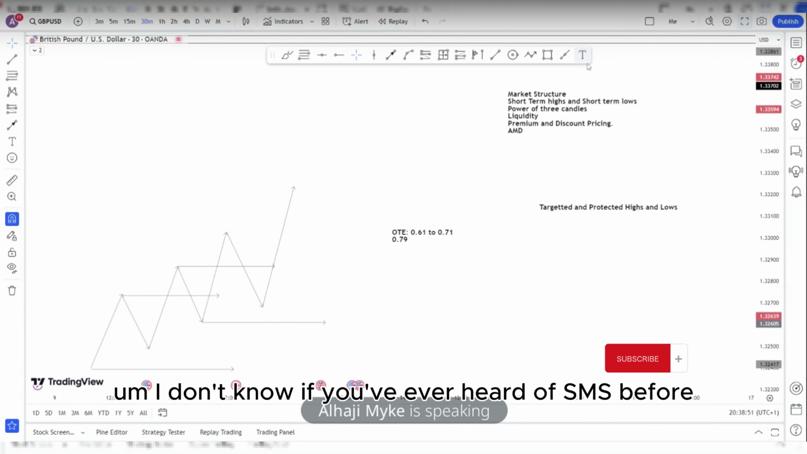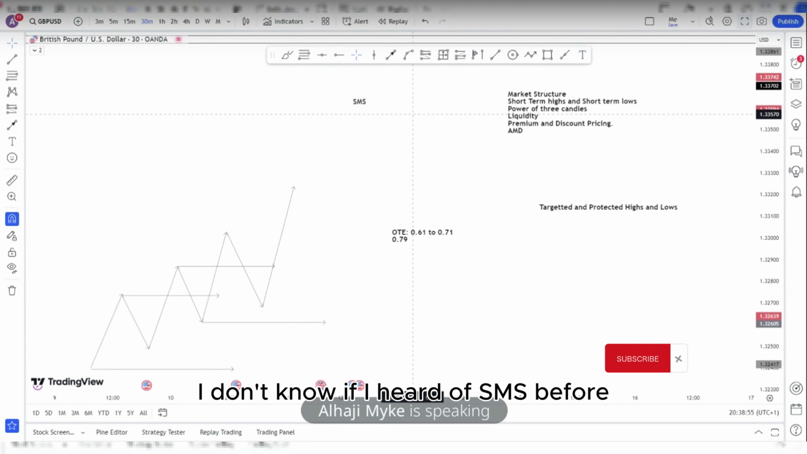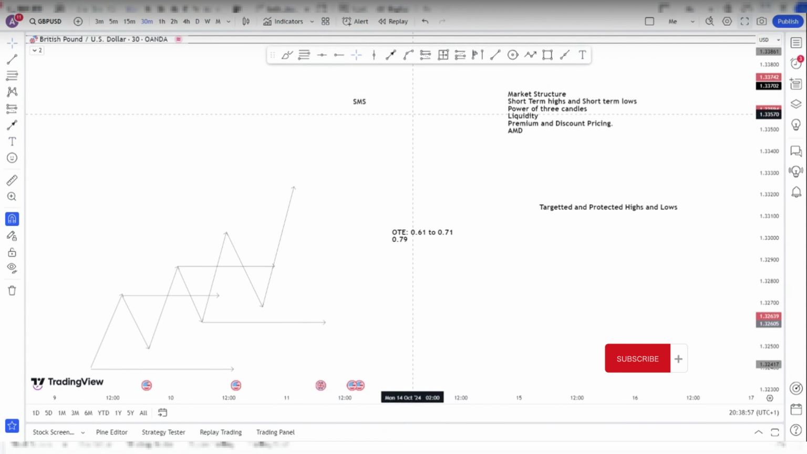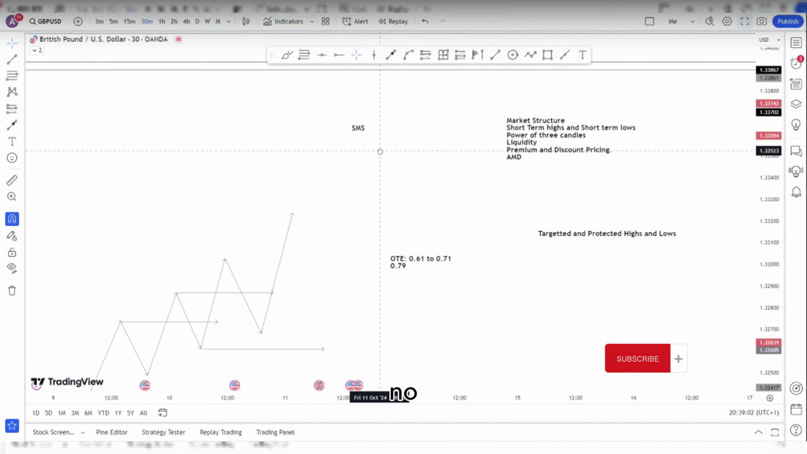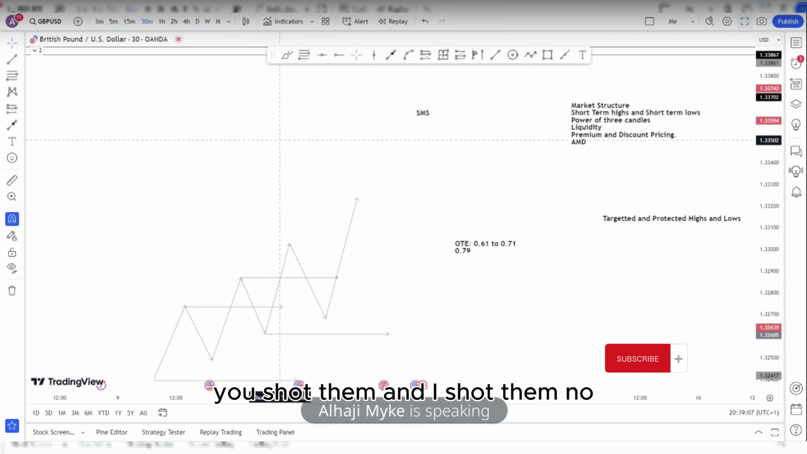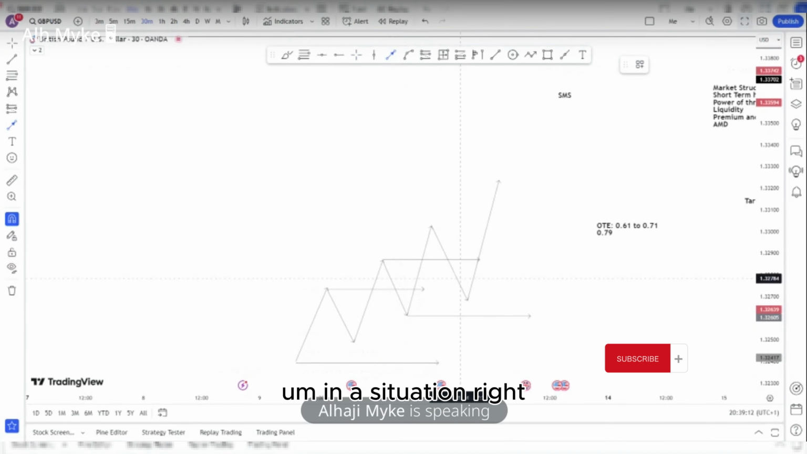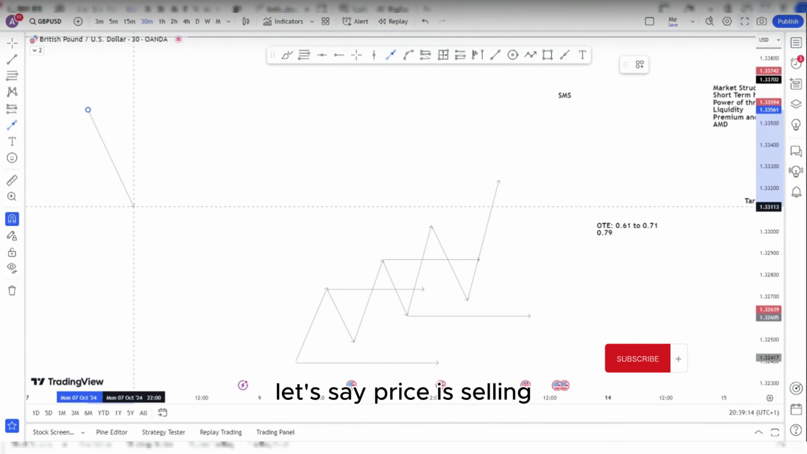I don't know if you've ever heard of SMS before. Shift in market structure. Has anyone ever heard of SMS before? Yes. No. Okay. An SMS is a classic example of a short-term high and short-term low. I'm going to illustrate now. In a situation, right? Let's say price is selling.